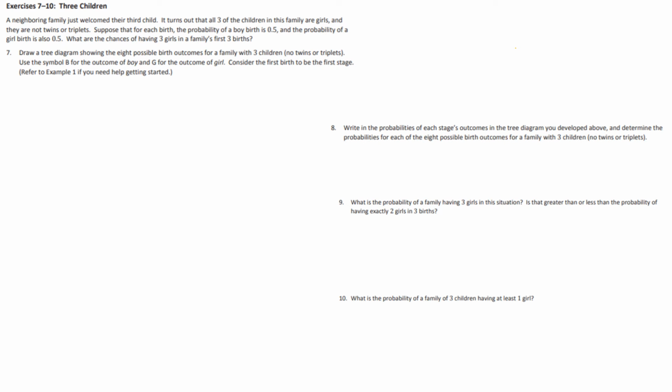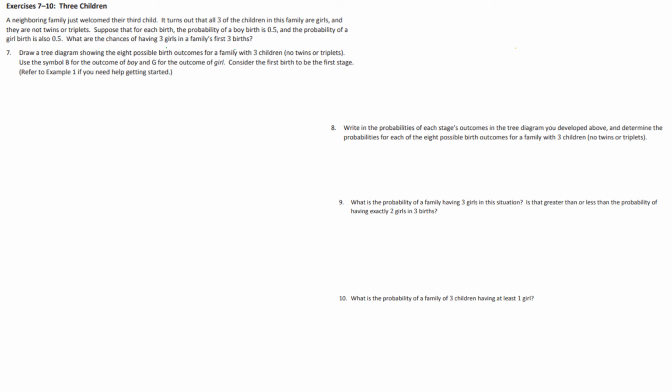It says, a neighboring family just welcomed their 3rd child. It turns out that all 3 of the children in this family are girls and that they are not twins or triplets. Suppose that for each birth, the probability of a boy birth is 0.5 and the probability of a girl birth is also 0.5. So they're saying that both probabilities are 0.5, meaning that they are equally likely. What are the chances of having 3 girls in a family's first 3 births?